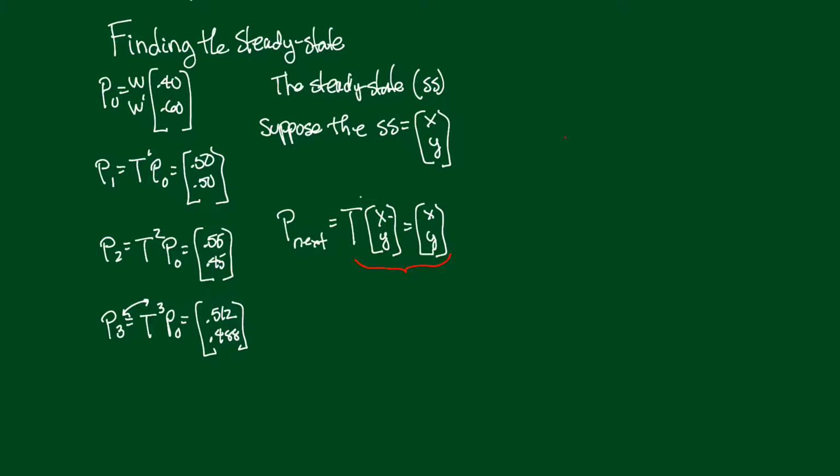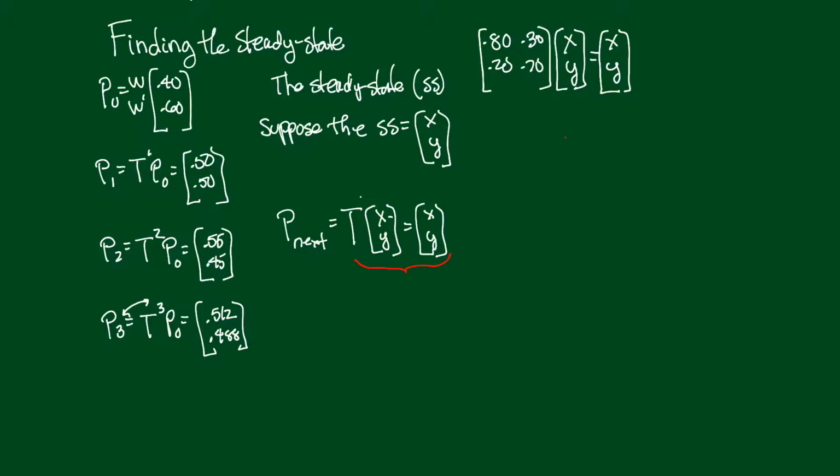So for our example with this transition matrix, let's get the steady state. We're going to take our transition matrix, 0.80, 0.20, 0.30, 0.70, and apply it to the steady state. We don't know what those numbers x and y are, but since x and y represent the steady state, when we make a transition, there should be no change. So there's our matrix equation.